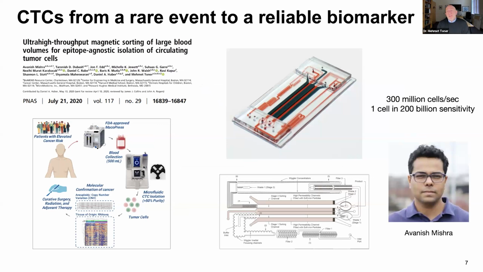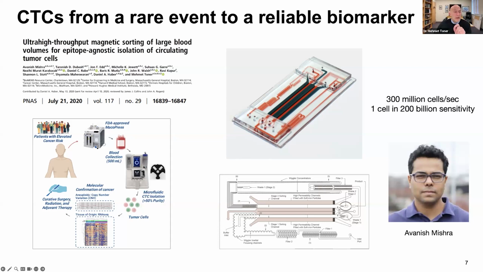And so Avanish Mishra, who's now a faculty member at Harvard Medical School, Mass General Cancer Center, and our center, a brilliant young mind, has developed this ultra-high throughput magnetic sorting device that we originally published in 2020, and then in 2025 we published more of the clinical results. The idea here is to get a pint of blood, which is 500 ml, half a liter, or a leukopak, which could interrogate the whole blood volume and concentrate the nucleated cells, and then isolate the cells with the microfluidic chip, what we call a Venice chip.